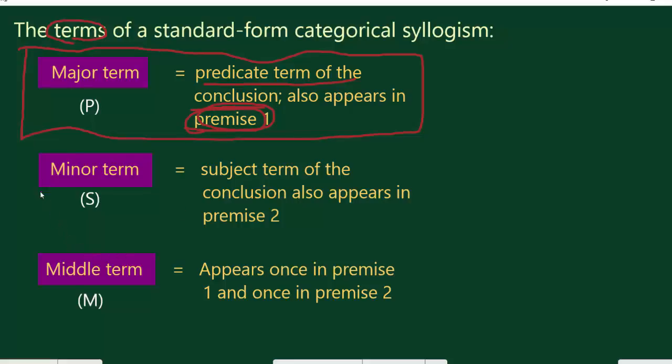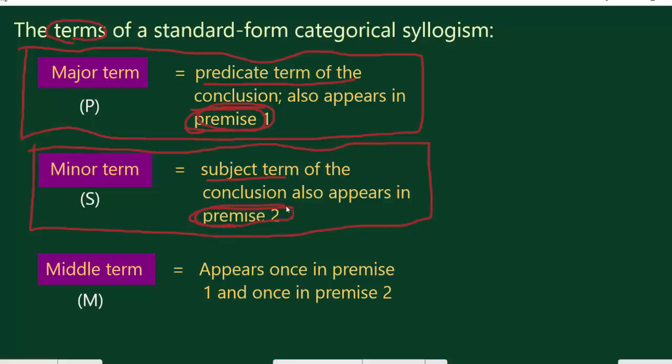The subject term of the conclusion is what we call the minor term. And it also needs to show up in our second premise, what we call the minor premise. And then we can identify the middle term because it's the term that occurs in both the major and the minor premise. So in both of our premises.